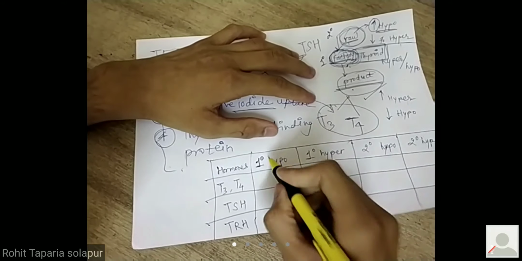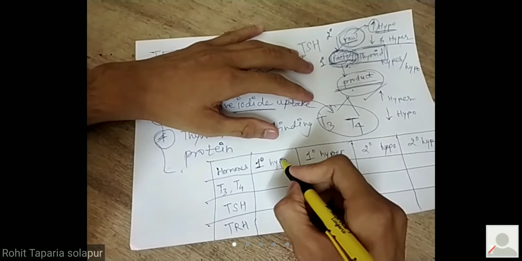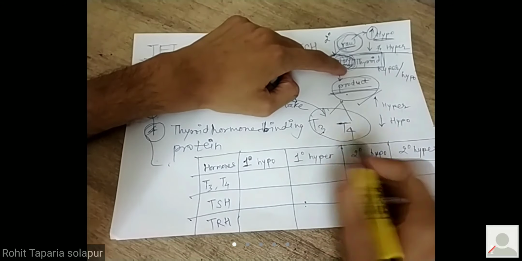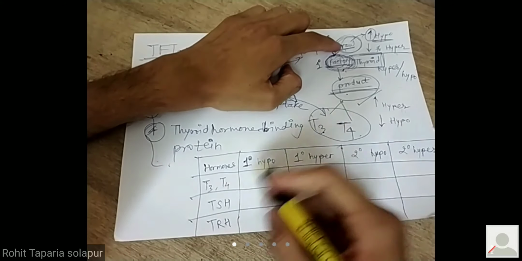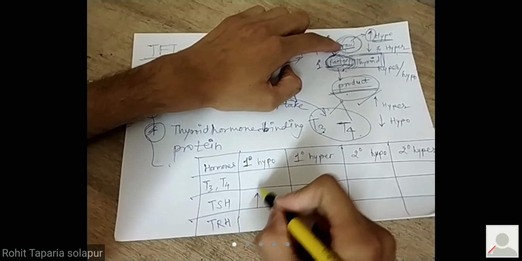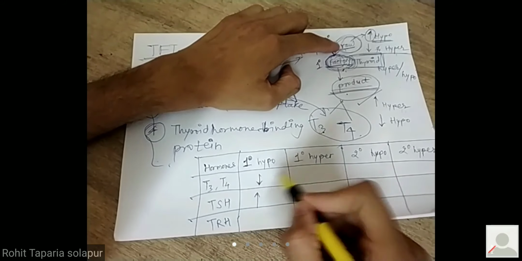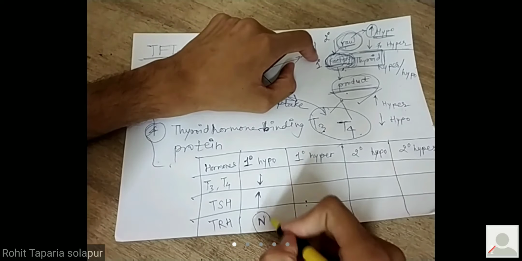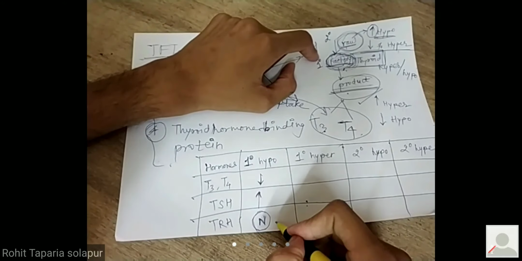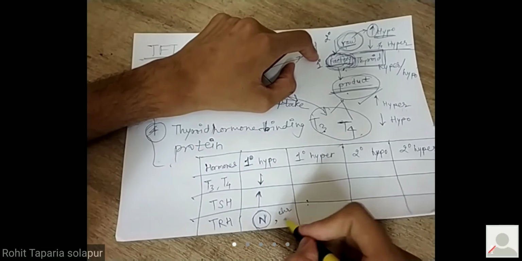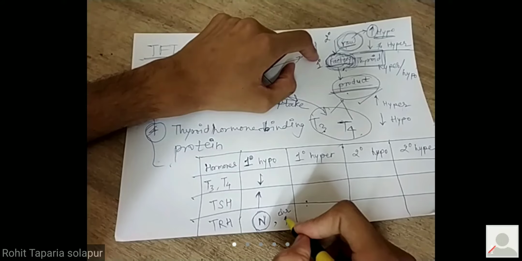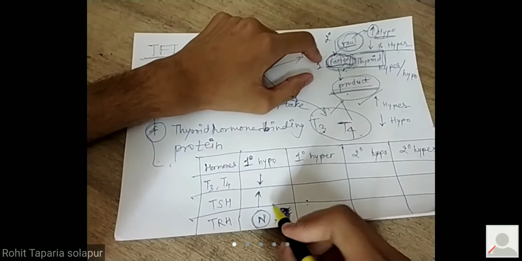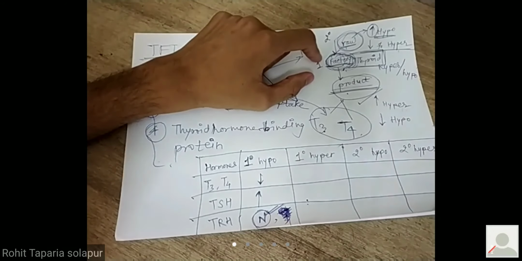Okay, so see, in primary hypo what is the problem? The problem is here. Production will be less but raw material is sufficient, so raw material will increase, and T3 T4 production will decrease. Pituitary is functioning normally, so TRH levels will be normal, or after some time chronically they will also increase, but there is a negative feedback mechanism, so this will not happen. They will be normal.